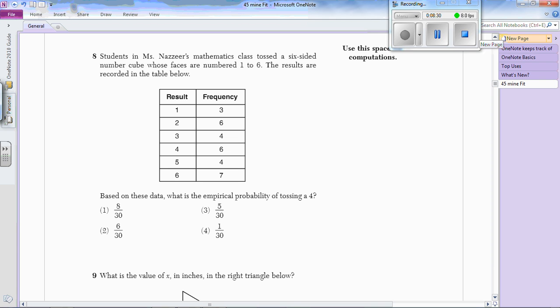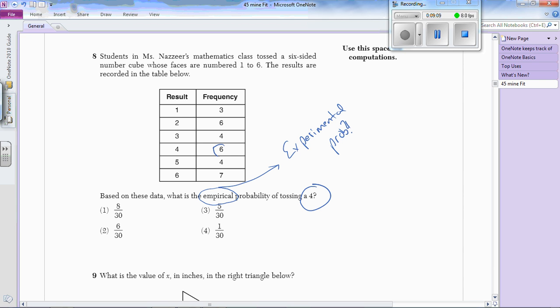All right, here we go. Students in Miss Nazareth's math class toss a six-sided number cube whose faces are numbered 1 through 6. The results are recorded in the table below. Based on this data, what is the empirical probability? Empirical probability just means experimental probability. What was the experimental probability? What happened here? I know it should be 1 out of 6, 1 out of 6, 1 out of 6. But in this case, what is the empirical probability of tossing a 4?